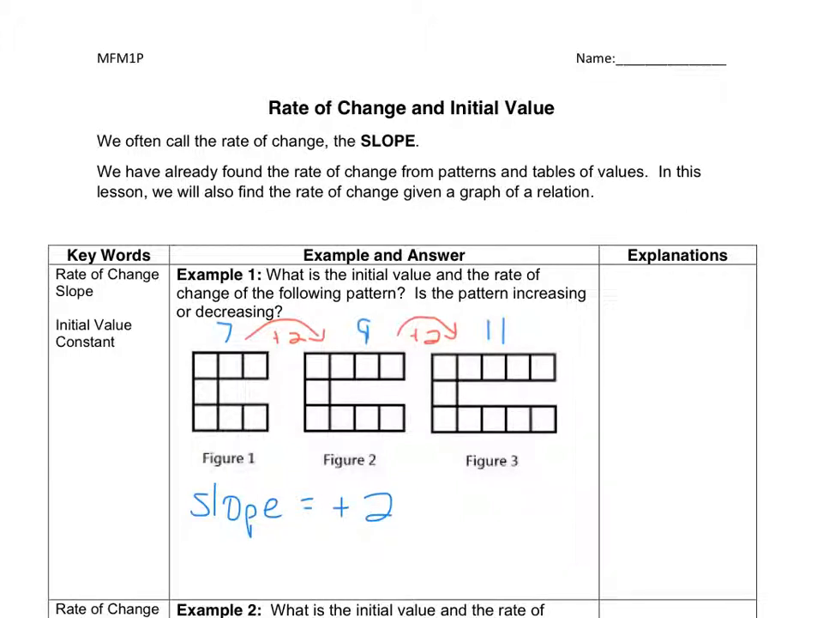The initial value is found by seeing what figure 0 would be. So if I was to start before figure 1, how many blocks would I have, or how many tiles would I have? So in this case, because I'm adding 2 each time, I would have 5. Because 5 plus my rate of change of 2 will give me 7, which is what's given in the problem to begin with. So my initial value is 5.